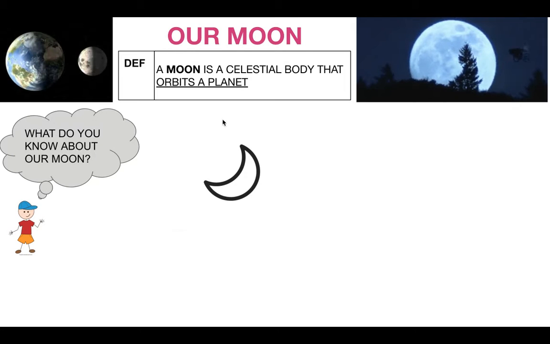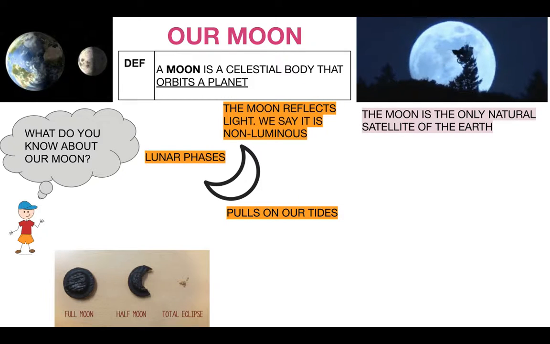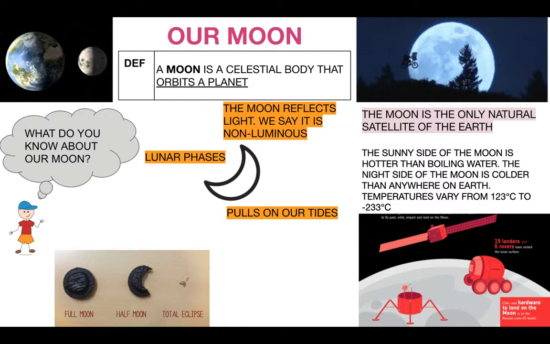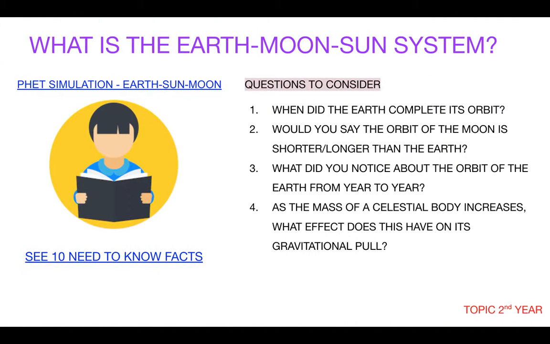What else do we know about the moon? Well, there are lunar phases, and we'll talk about that when we revise that. With lunar phases, we know that the moon is considered to be non-luminous, but it does reflect the sunlight, and that's why the sky can appear quite bright in the evenings or when it's dark, because of the moon reflecting light from the sun.